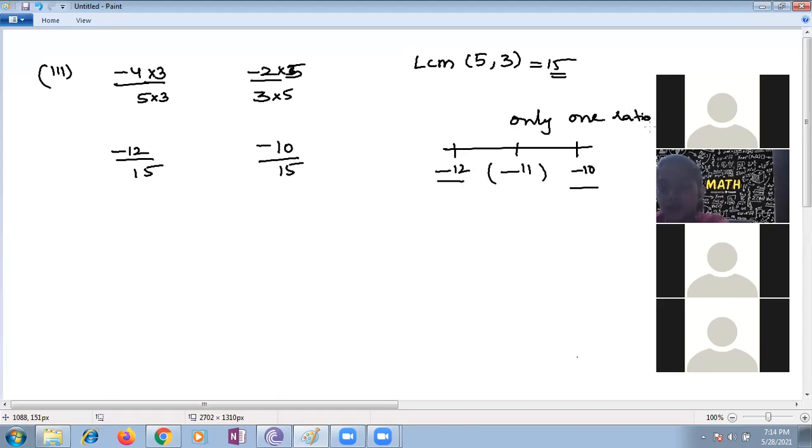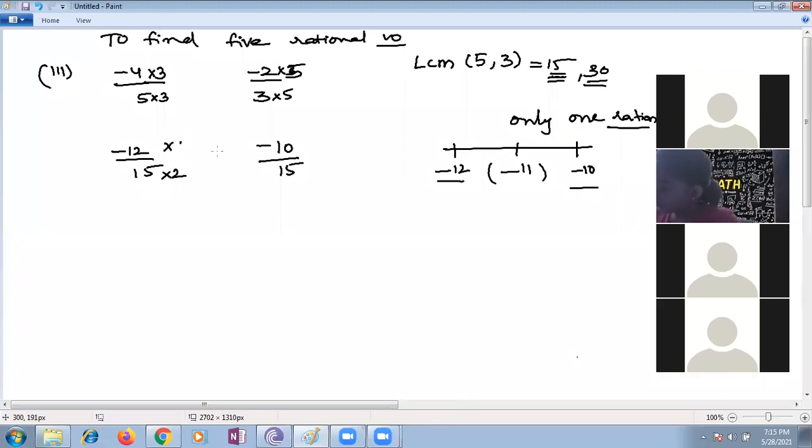But in our question they're asking to find five rational numbers in between. Now you see LCM, what is LCM? 15. Go with multiples of that, 30. You make your denominator 30, which means you raise the first rational number with 2 and the second rational number with 2. So it becomes minus 24 by 30 and minus 20 by 30.